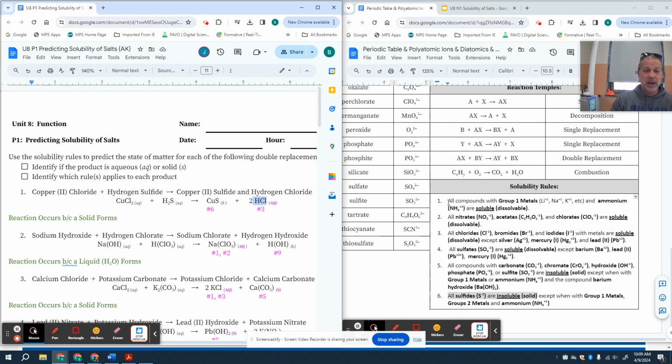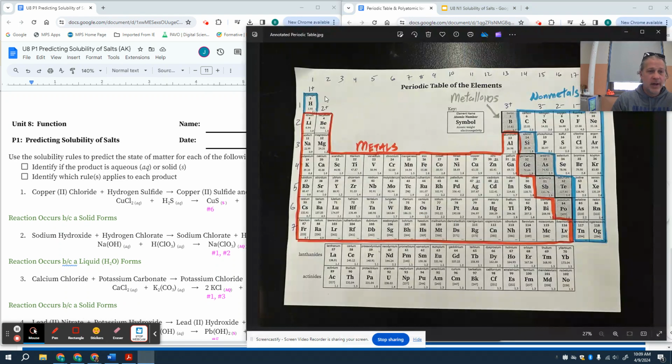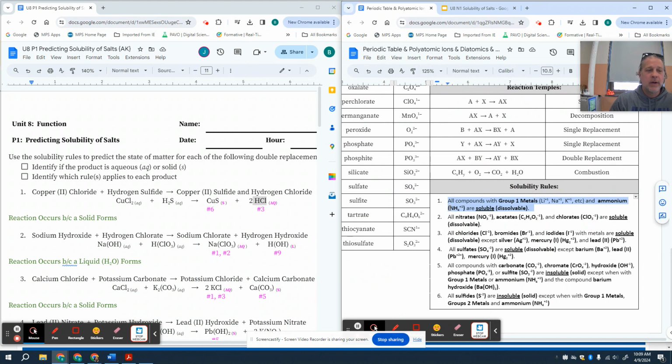So I go back to the beginning. I start with rule number 1. Rule number 1 says all compounds of group 1 metals like lithium, sodium, potassium are soluble. Well, hydrogen is in group 1. Take a look, see, it's right here. It's in group 1, but it's technically not a metal. But it also behaves like a metal sometimes, so we might apply that rule there. I'm going to go on to rule number 2. All nitrates, NO3, acetates, C2H3O2, and chlorates, none of those are present in this structure here.